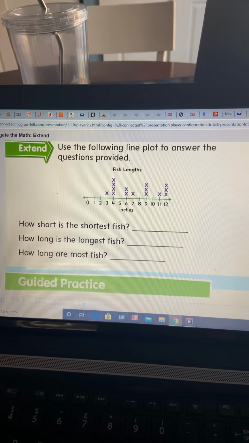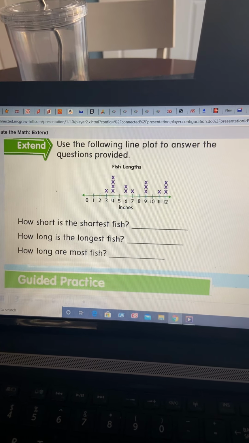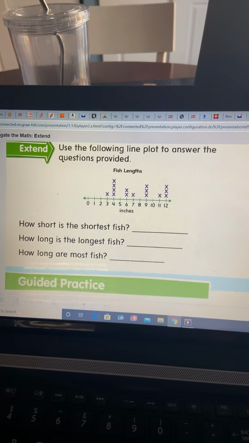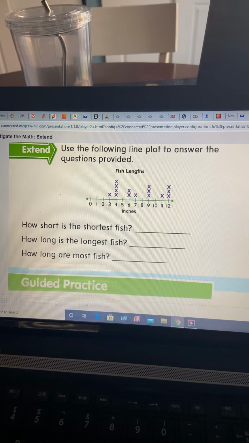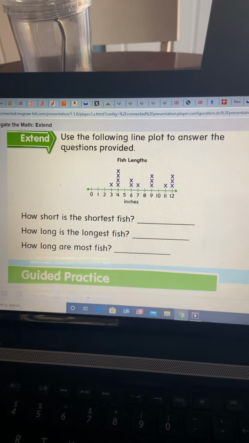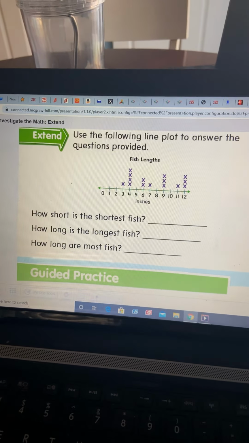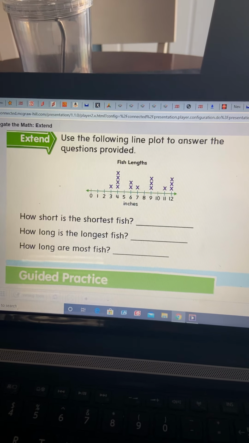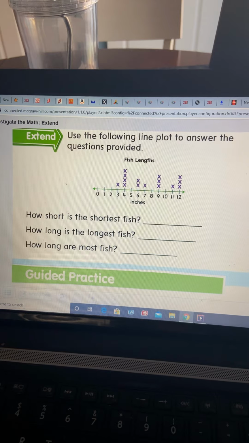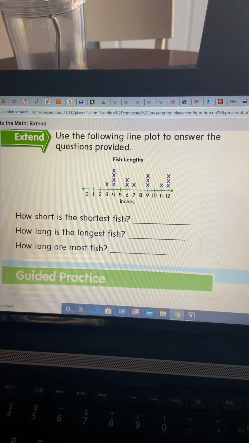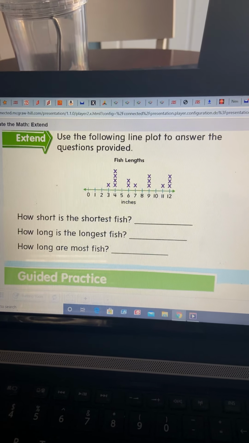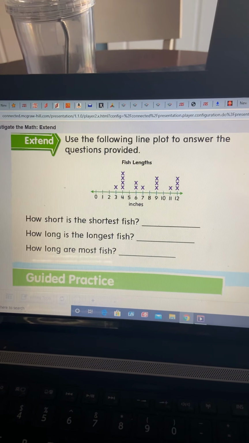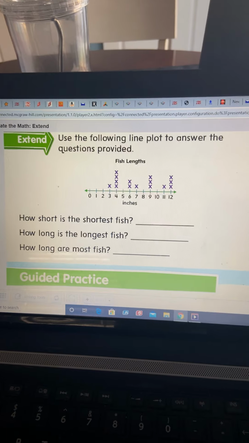Okay. How short is the shortest fish? 3 inches is correct. How long is the longest fish? 12 inches. How long are the most fish? So in other words, what length had the most fish caught and measured? And if you said 4 inches, you're correct. 4 fish are 4 inches long. Okay? So that's how we use a line plot.